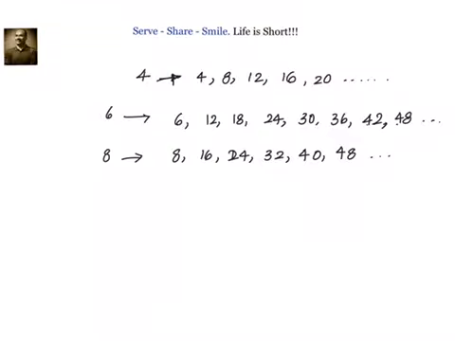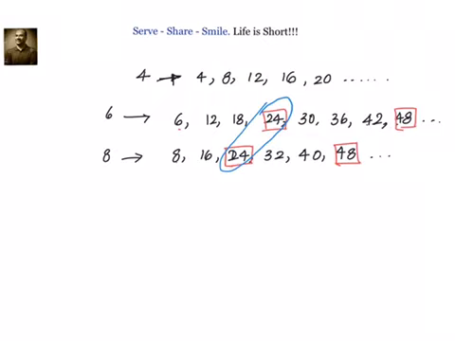Now what are the common multiples of 6 and 8? 6 is not there, 12 is not there, 18 is not there, 24 is present. So 24 is one common multiple. Then again 30, no, 36, no, 42, 48. 48 is a common multiple. Now out of 24 and 48, what is the least common multiple? That is 24. So the LCM of 6 and 8 is 24.